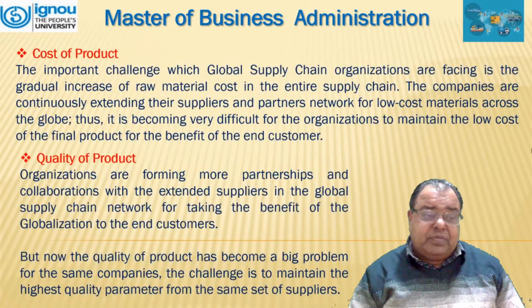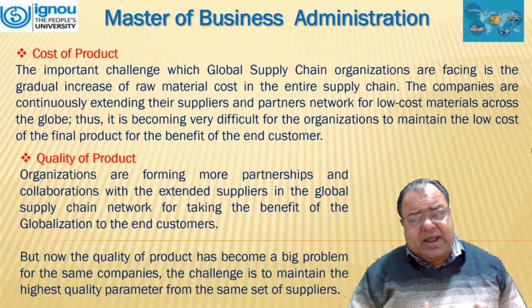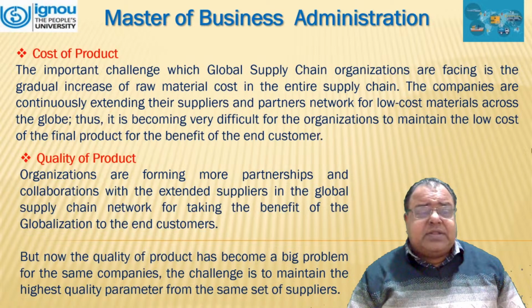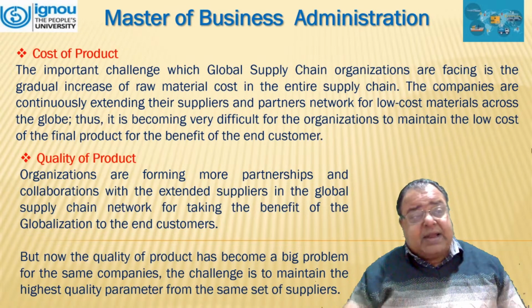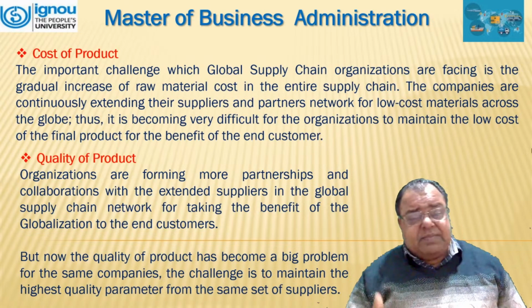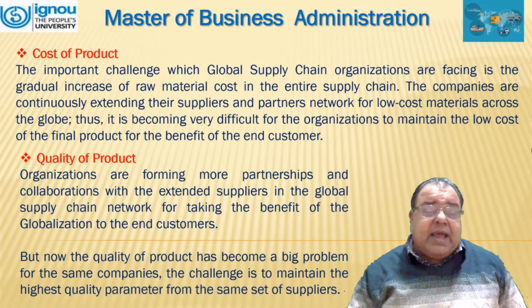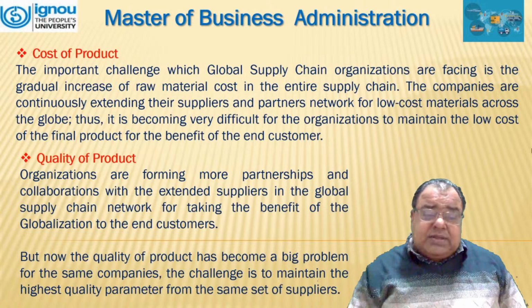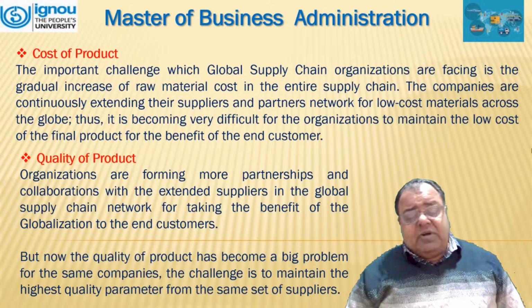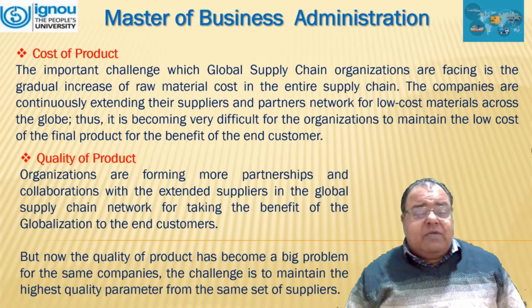Cost of product. The important challenge which global supply chain organizations are facing is the gradual increase of raw material cost in the entire supply chain. The companies are continuously extending their suppliers and partners network for low cost materials across the globe. Thus, it is becoming very difficult for the organizations to maintain the low cost of the final product for the benefit of the end customers.